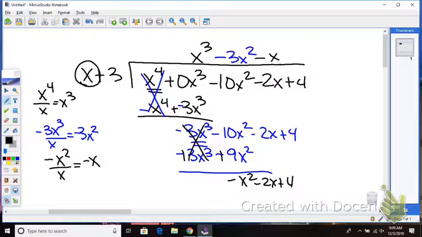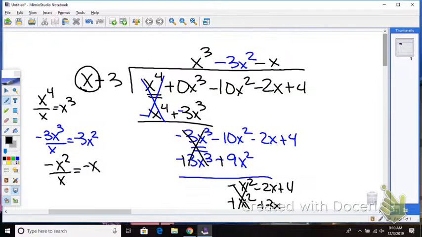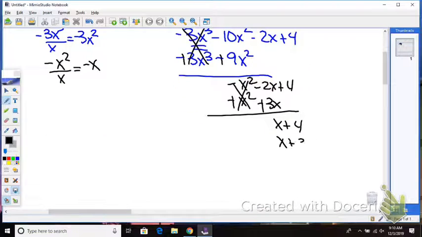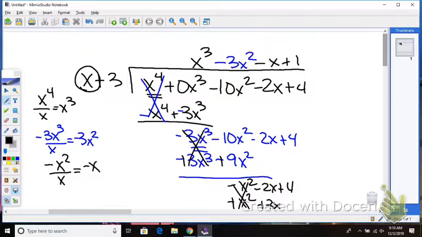I have negative x, and then I multiply that, so I have negative x squared minus 3x. And then I'm going to have to move this down because I wrote too big. So this is plus plus. So I have x plus 4. X divided by x is 1. And then I multiply that, and I get x plus 3. Change my signs, and I get 1 as my remainder. So I get plus 1 over x plus 3.